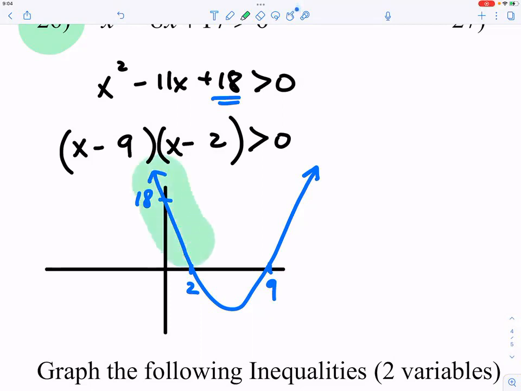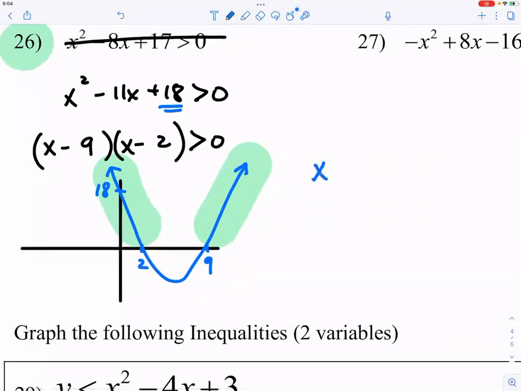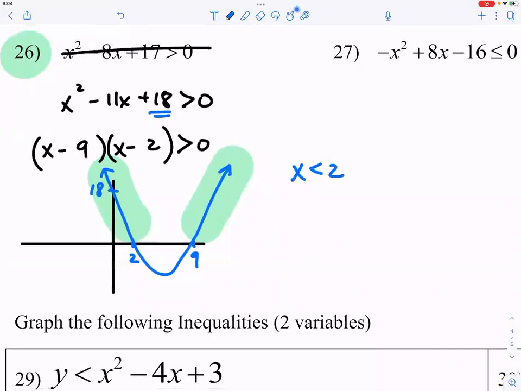This part is above the x-axis. And this part is above the x-axis. So we say, well, what's the x value then? So for x, what x value would make the graph above 0? We say x is less than 2 without the equal, because there's no equal initially.